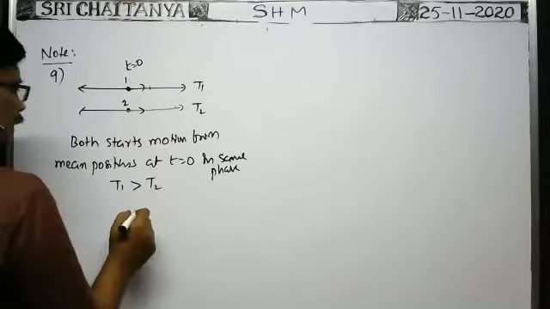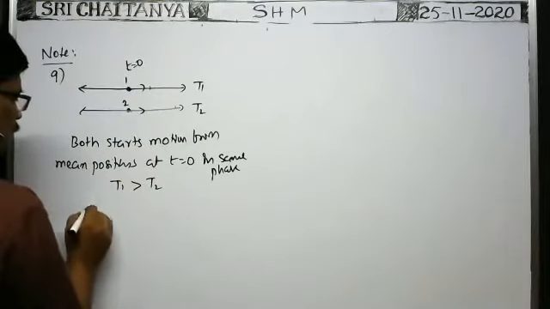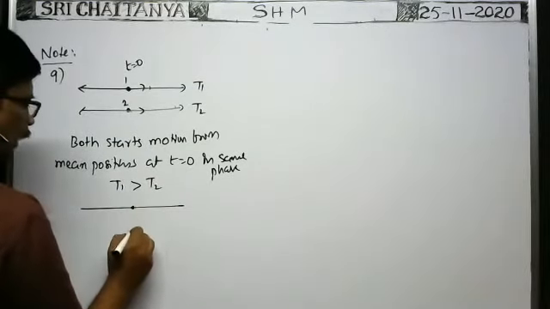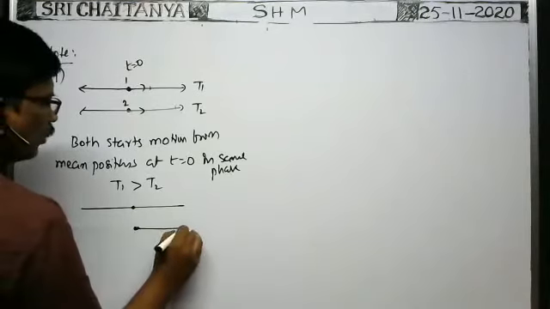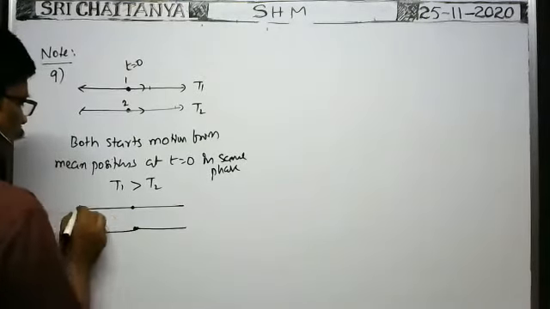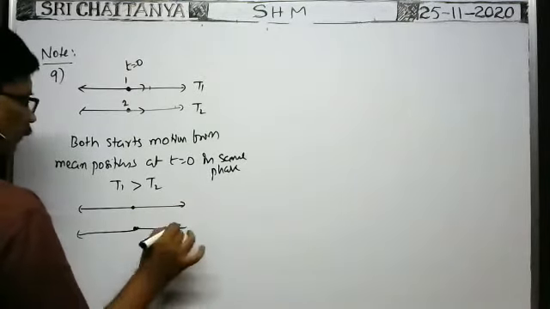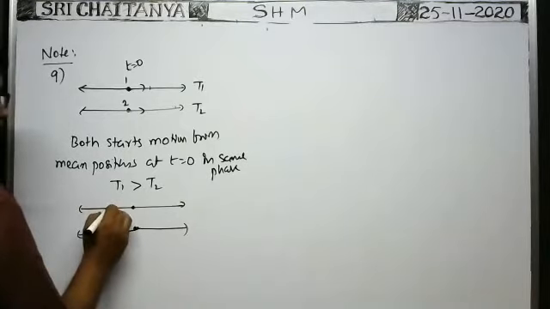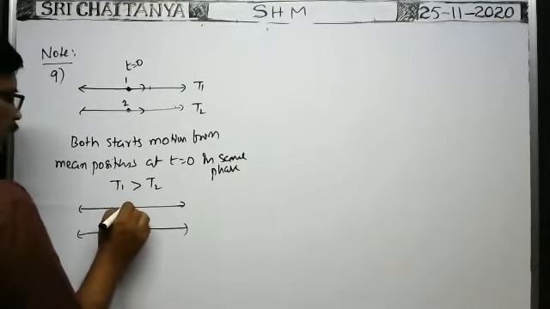Suppose after two oscillations, after starting motion from here, after some time both meet again in the same phase. Both particles meet together in the same phase again. Suppose both particles meet together in the same phase at this point.